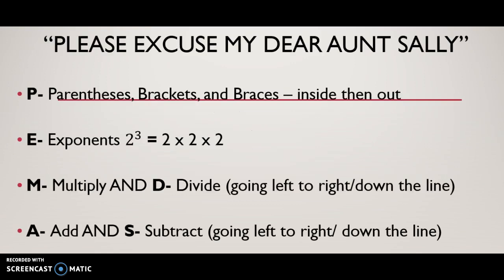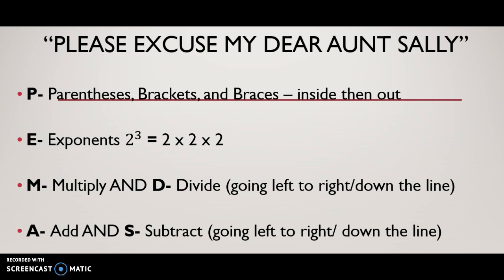The steps that we use to solve, and the phrase to help you remember the steps, is Please Excuse My Dear Aunt Sally. P is for parentheses, brackets, and braces. They tell you to do those things first. Whatever is inside, you work inside first and then you go out.